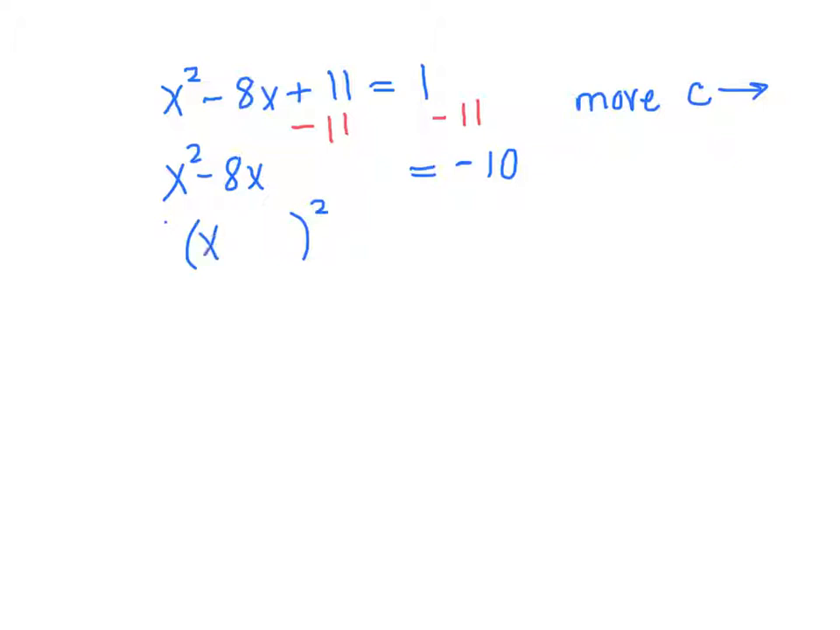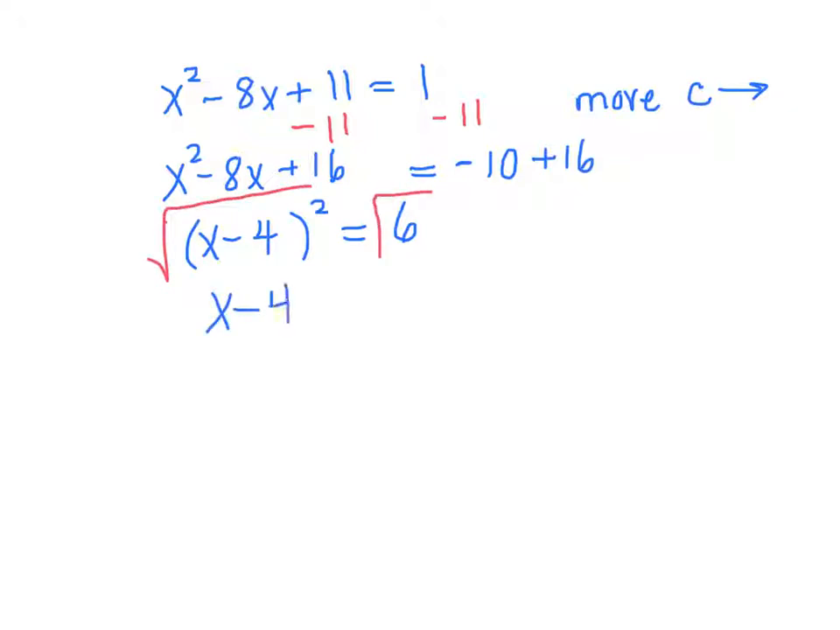But I'm going to have x minus, I know that. What's half of 8? Half of 8 is 4. 4 squared is 16. So I'm going to add the 16 to this side over here as well, and I'm going to have x minus 4 quantity squared equals 6. All right, it's time to take the square root of both sides to get my two answers.